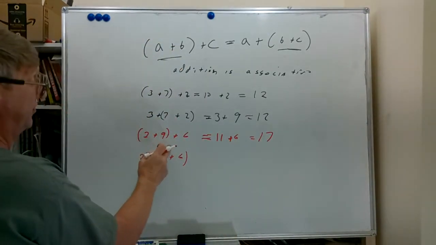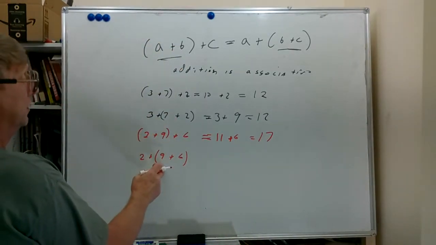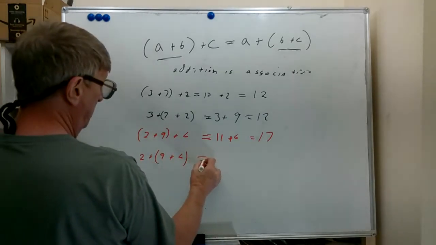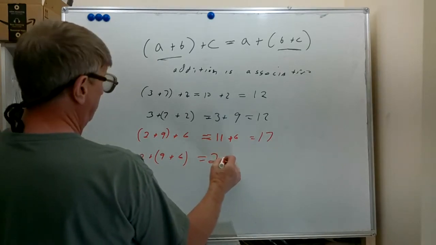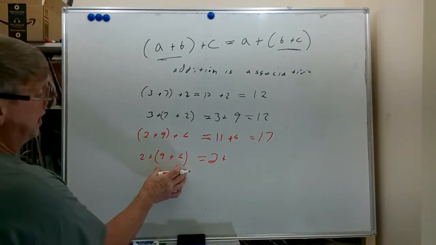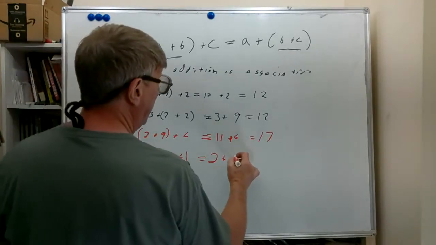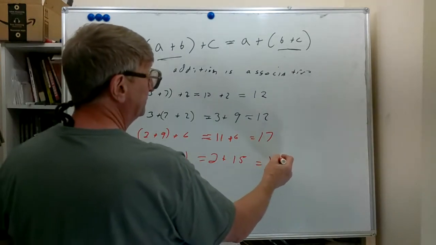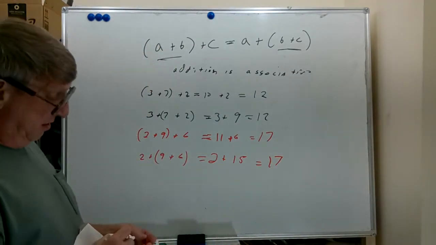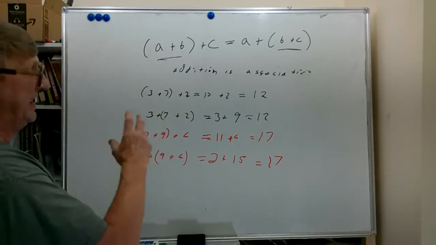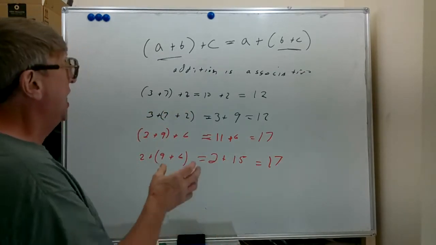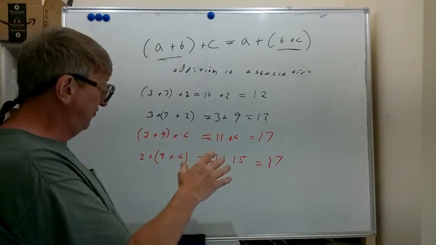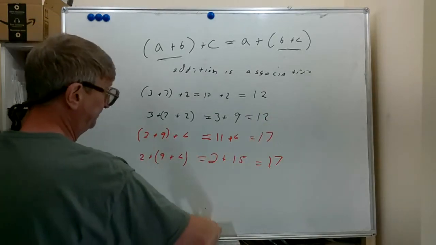Now here, instead of associating the 9 with the 2, we associated the 9 with the 6 by putting the parentheses on there. And we do the part in parentheses ahead of the other. 2 plus, what's in parentheses? 9 plus 6, which is 15. And 2 plus 15 is also 17. So we can see that how we associated, not only does the order not matter for addition, how we associate them, a string of addition, when it's all addition, doesn't change the outcome.